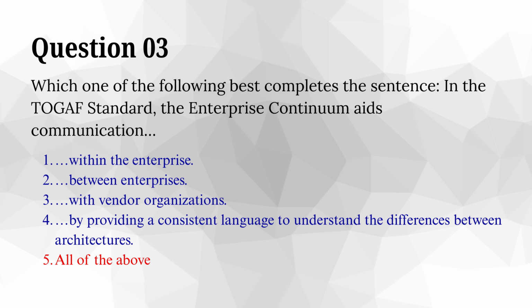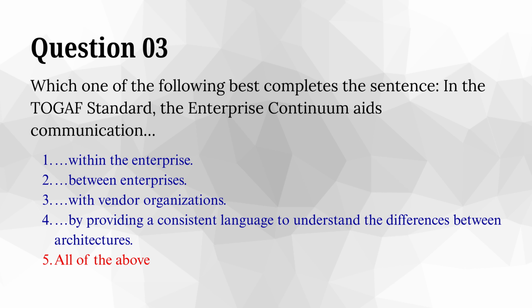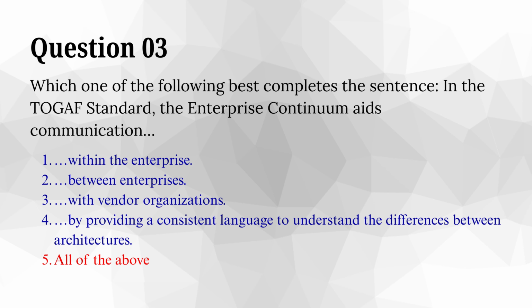This is why the correct answer is all of the above. Students should remember that the enterprise continuum is not only a classification mechanism, but also a communication tool that improves consistency and understanding across architecture activities. A simple way to remember this is enterprise continuum equals shared understanding across all architecture stakeholders.